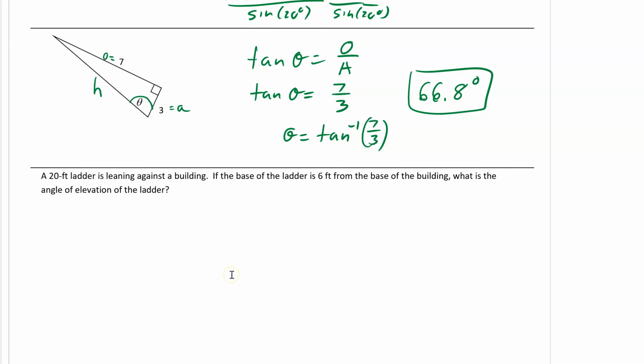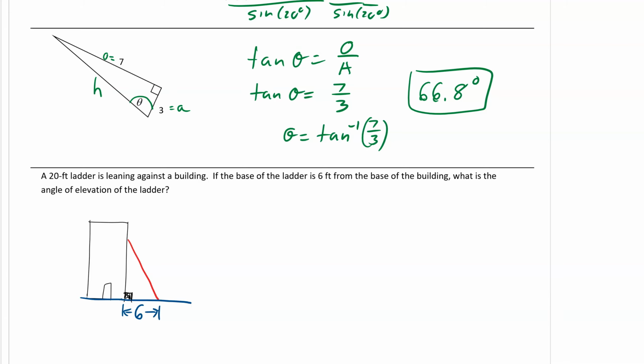So a 20-foot ladder is leaned against a building. The first thing we want to do is draw a picture. So we have some building, put a door on it, and we have a ladder leaned against it. And then those both would be on the same ground. So we're assuming that that building is perfectly perpendicular, right? We know it's 90. Okay, so it says the base of the ladder is 6 feet from the base of the building. So we know that that would be 6 feet from there to there. So we have one side.